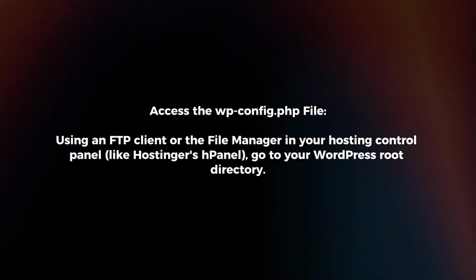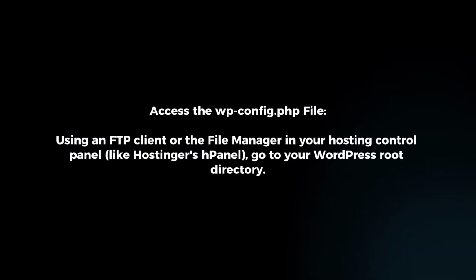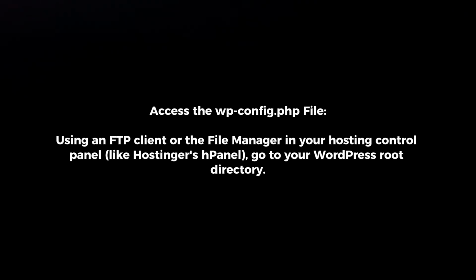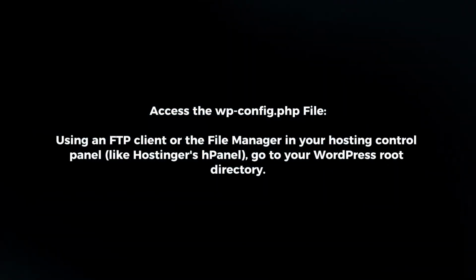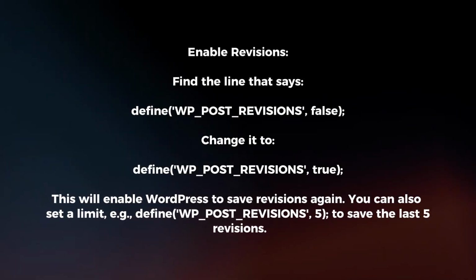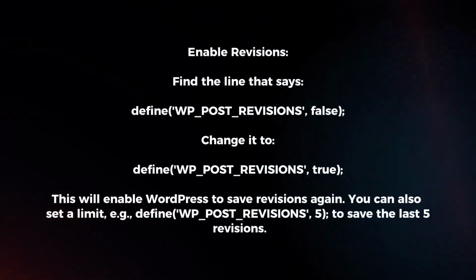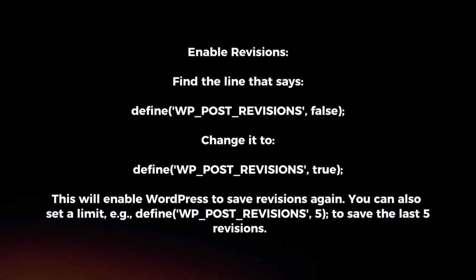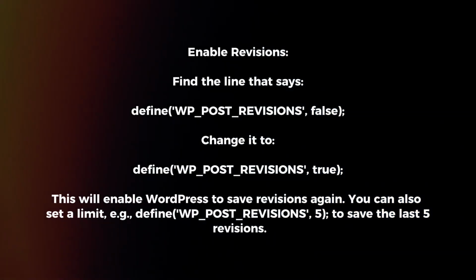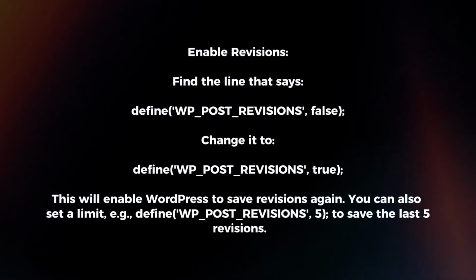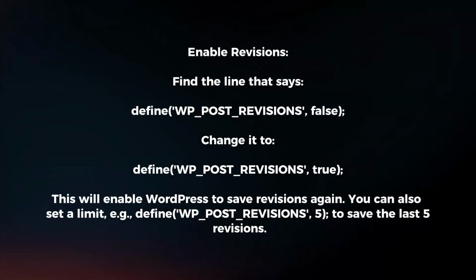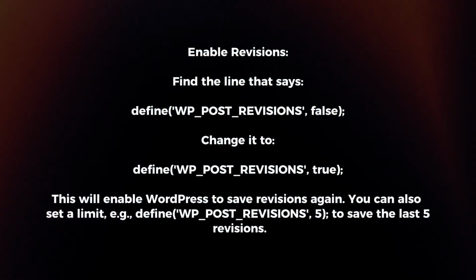Access the wp-config.php file. Using an FTP client or the file manager in your hosting control panel, go to your WordPress root directory. Enable revisions. Find the line that says, change it to the following. This will enable WordPress to save revisions again. You can also set a limit, for example, define to save the last 5 revisions.